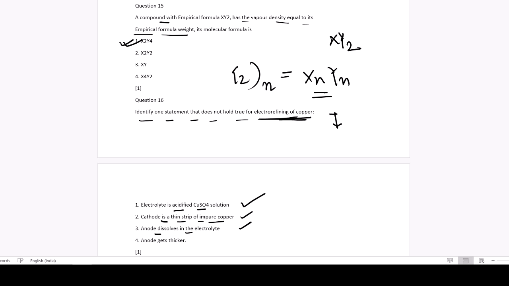But here it is asked which does not hold true, meaning the incorrect statement. So the incorrect statement will be that the anode gets thicker. The anode gets thinner and the cathode gets thicker, so that will be the incorrect option.